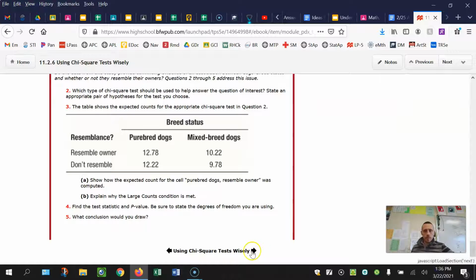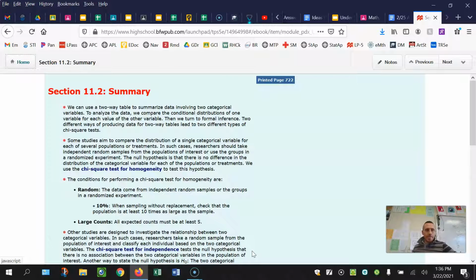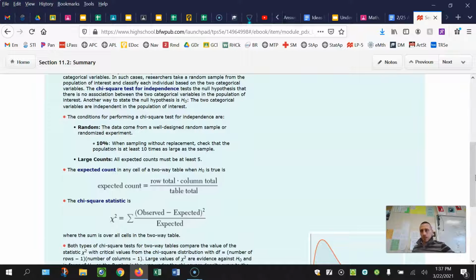Okay, that's that. All right, so summary. We have two different tests that come from a two-way table. Chi-square test of homogeneity is one variable with two or more random samples, or one variable with a randomized experiment. If it's an experiment, it has to be a chi-square test of homogeneity. And then the chi-square test of independence is a two-way table, just like homogeneity, but there's only one random sample being taken, and we're measuring two variables from each person or thing in that random sample.